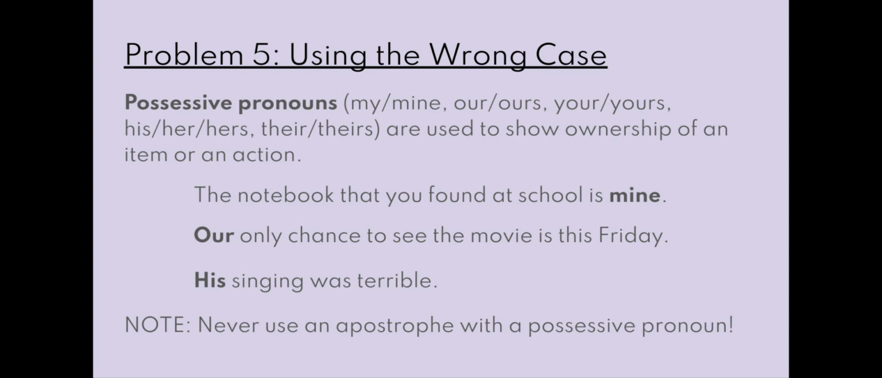Here, singing is actually the subject of the sentence, even though it looks like a verb. What you're saying is that activity was terrible. And that activity, singing, it was his singing. It belongs to him. So his singing was terrible.